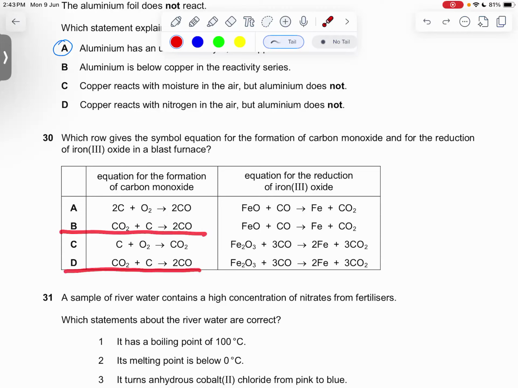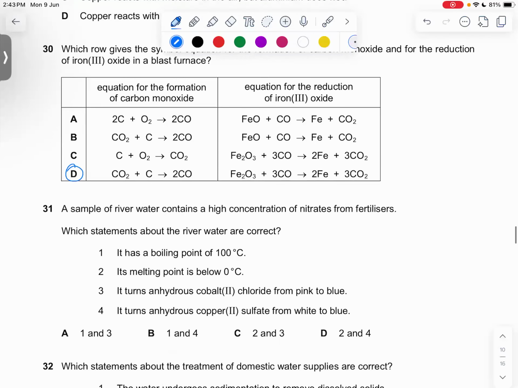All right. Now let's look at the next one. FeO plus CO gives Fe plus CO2. It would have been considered correct, but this is not the ore of iron, right? The ore of iron is Fe2O3, so the answer should be D for doctor. Question number 31 then.